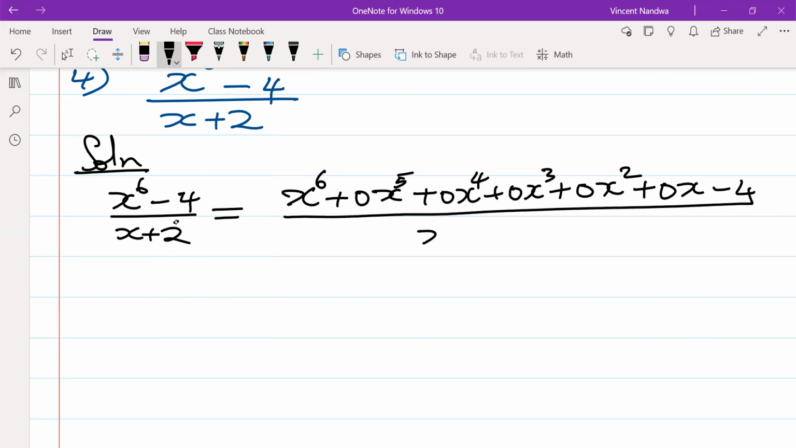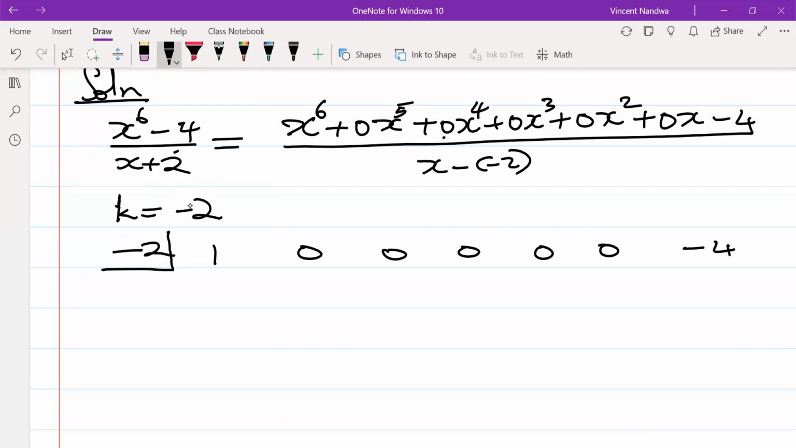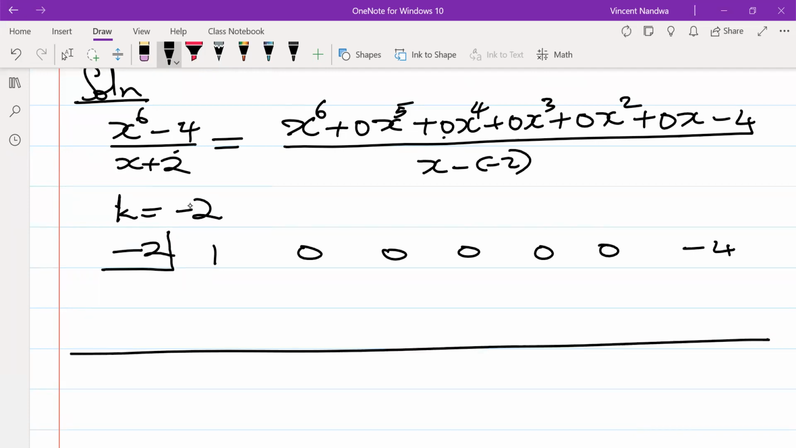This is x minus 2... no, x plus 2. So what is the value of k? Which is minus 2. Yes. So now you draw the box, put minus 2 here. So we have 1, 0, 0, 0, 0, 0, then negative 4. And then skip 2 lines. Draw this line. And then you drop the 1.